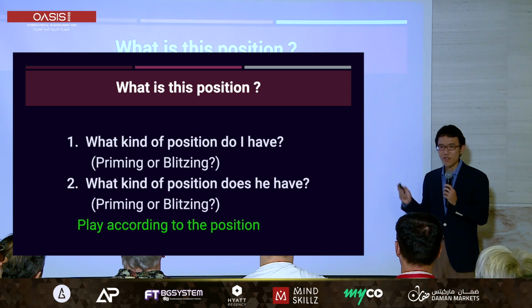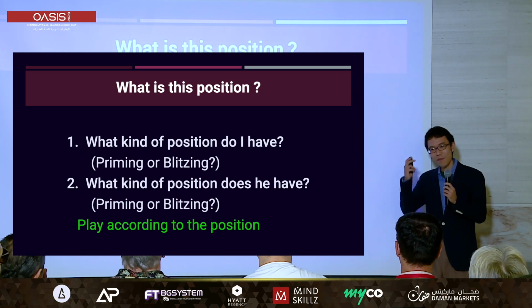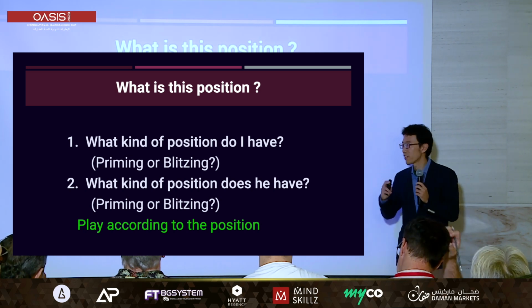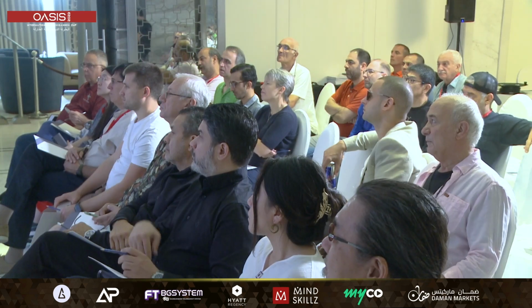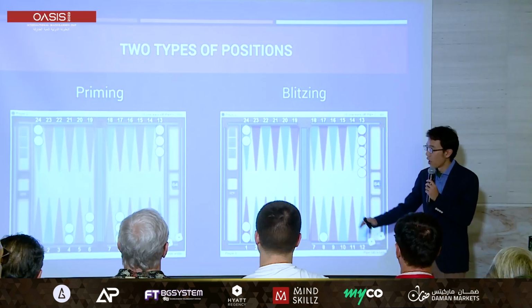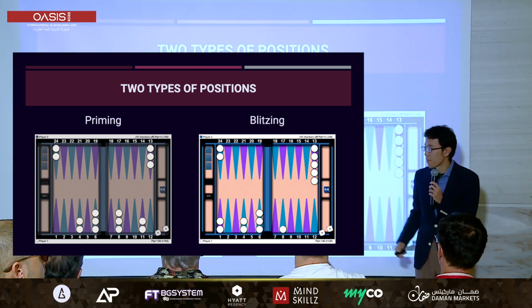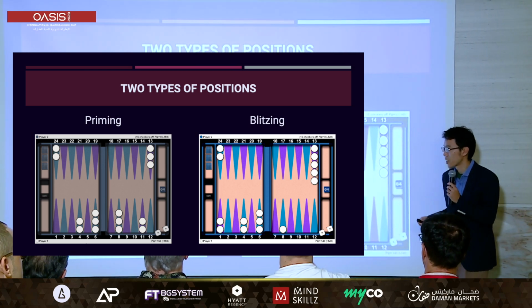Okay, so what is the priming position, or what is the blitzing position? We have some vague idea, but let's specify this. On the left-hand side, there's a priming position. On the right-hand side, this is a blitzing position. This is a typical structure of blitzing and priming.